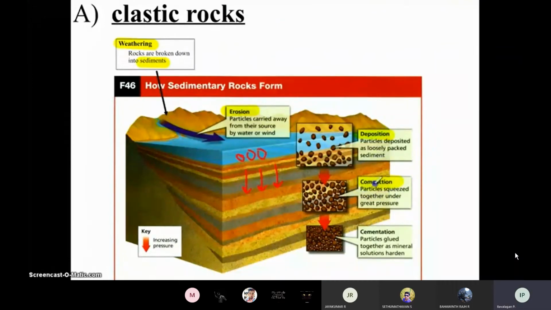So compaction is the 4th step. Particles are squeezed together. And eventually, the minerals that are in the water will act like glue, and the particles will become cemented together. And that step is called cementation. So again, the WEDCC processes: weathering, erosion, deposition, compaction, and cementation.